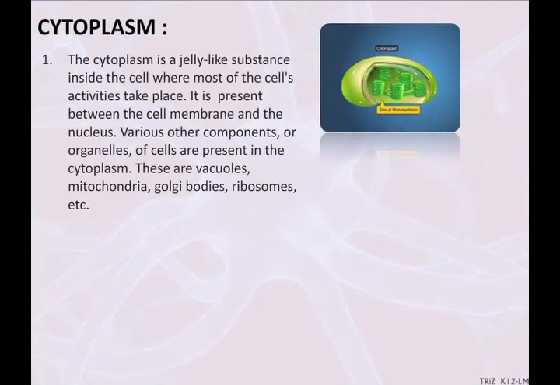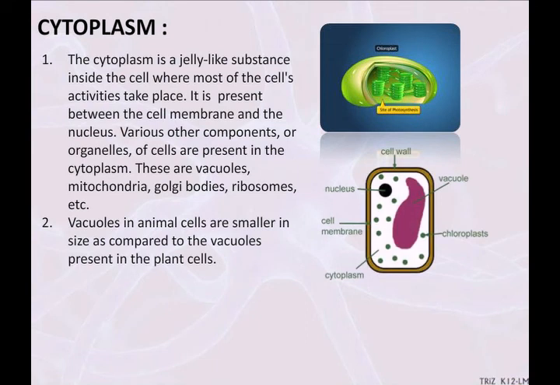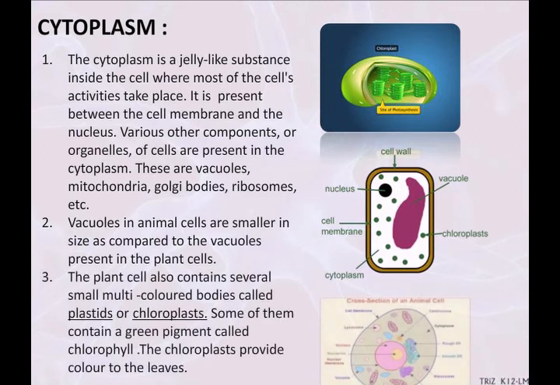Cytoplasm. The cytoplasm is a jelly-like substance inside the cell where most of the cell's activities take place. It is present between the cell membrane and the nucleus. Various other components or organelles of cells are present in the cytoplasm. These are vacuoles, mitochondria, Golgi bodies, ribosomes, etc. Vacuoles in animal cells are smaller in size as compared to the vacuoles present in the plant cells. The plant cell also contains several small multicolored bodies called plastids or chloroplasts. Some of them contain a green pigment called chlorophyll. The chloroplasts provide color to the leaves.